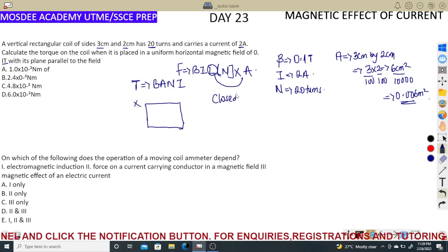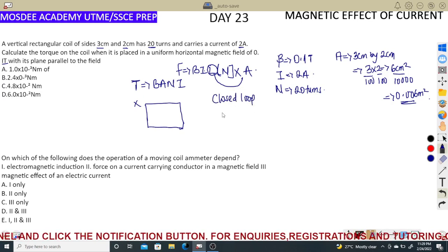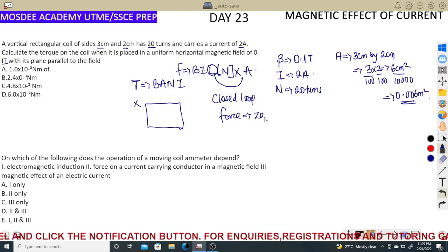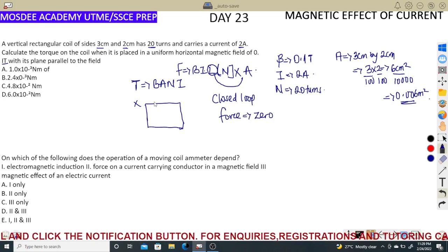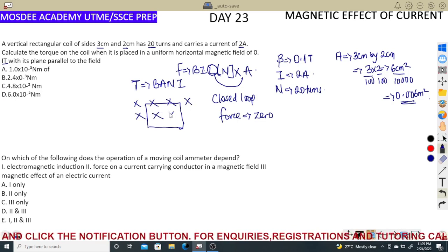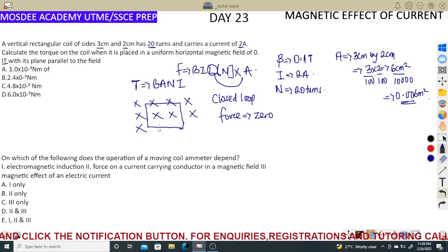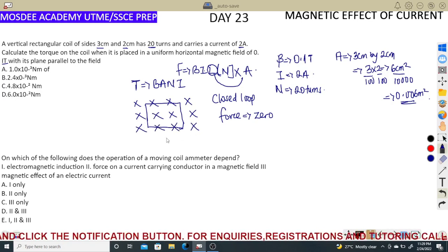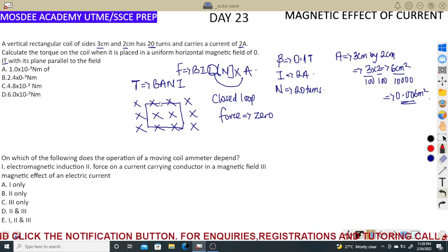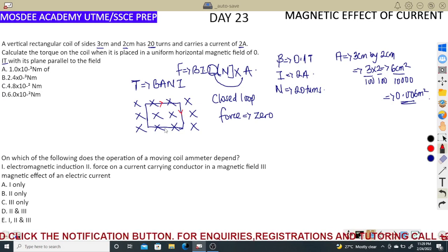Whenever you have a closed loop, the force generated in a closed loop is always given to be what? 0. And how? I will show you. We talk about into field. When I use into, I'm going to use star for you to see. Let me follow a simple orientation. Now, from this point, my dear student, let's say current is being carried in this clockwise direction.